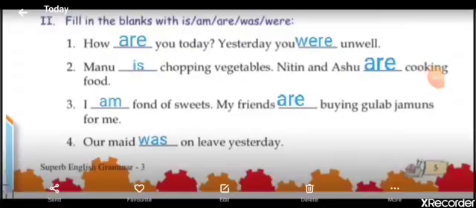Let's start our exercise. How are you today? Yesterday you were unwell. Manu is chopping vegetables. Nitin and Ashu are cooking food. I am fond of sweets. My friends are buying gulab jamuns for me. Our maid was on leave yesterday. So complete this in your book as well as in your separate grammar copy.